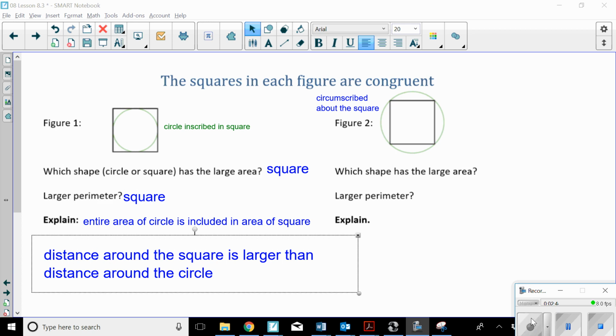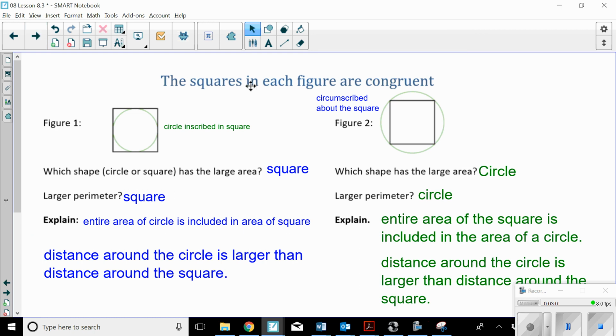And this is describing the perimeter of the square that's larger than the circle, the distance around. So we can do the same thing with figure 2, which shape has the larger area and which shape has the larger perimeter. So in the circumscribed circle, the circle has the larger area and the larger perimeter because the distance around the circle is larger than the distance around the square. And secondly, the entire area of the square is included in the area of the circle.